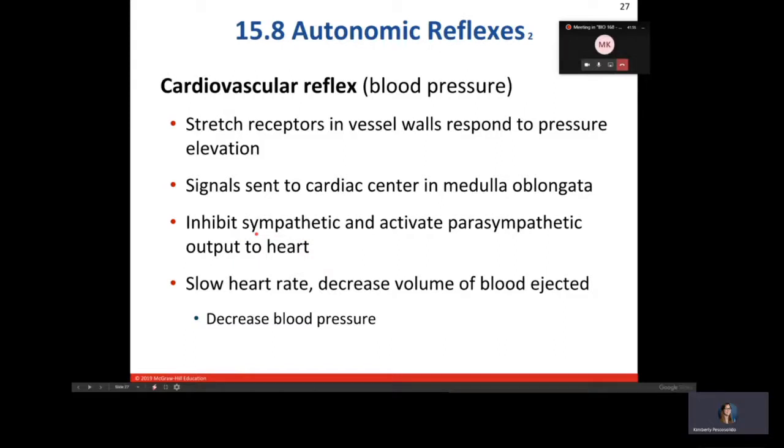So if we think about it, what does the sympathetic nervous system do to heart rate? It increases. What does it do to the heart's force of contraction? It increases. So we're inhibiting that, making it so that it doesn't beat as fast and it doesn't beat as hard. At the same time, we're activating the parasympathetic output. What does parasympathetic output do to the heart? It decreases the heart rate. It doesn't do anything to the force of contraction, but it decreases the heart rate. And because we're inhibiting that sympathetic, we're also decreasing the force of contraction, and therefore how much blood is ejected each time.